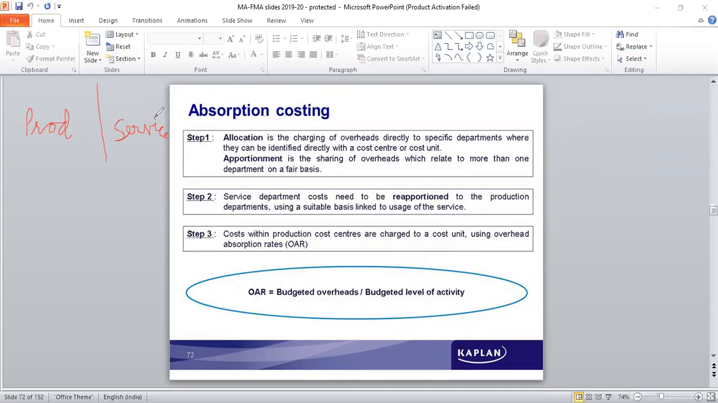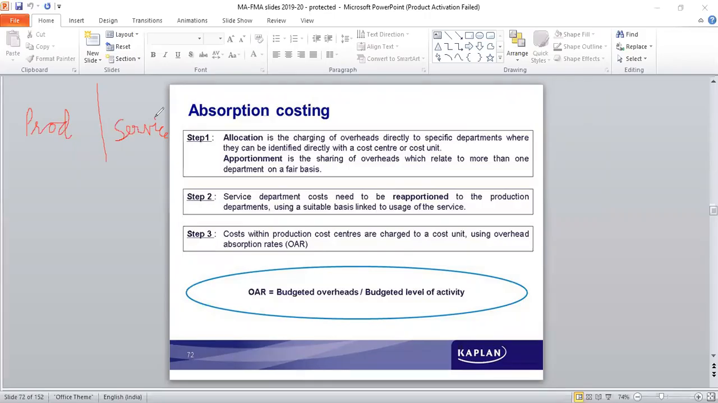They are not involved in that type of work. They are there as rendering services to the production department. If the production department is involved in producing the products, service departments help the production department in taking up this activity of producing the products.